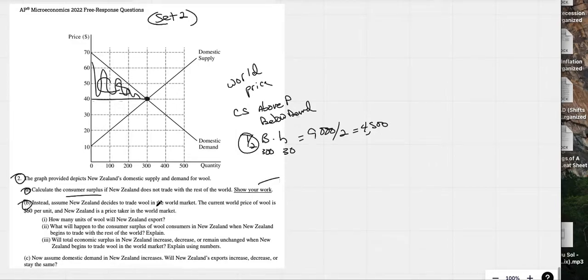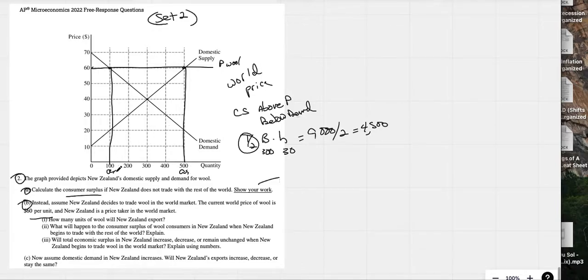Instead, assume New Zealand decides to trade wool in the world market. I had a brain fart there. Current price of wool is $60 per unit. So let's just draw a line across here. That's the price of wool right now. Recognize that if they trade with the world market, they can get $60 per unit of goods. So they're going to supply that much of the good, right? In essence, this is the quantity supplied.